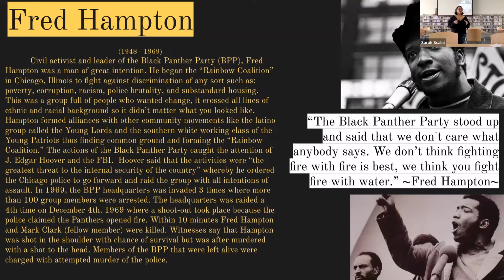So he started this group called the Rainbow Coalition, and it was to help fight against any discrimination, racism, any form, just anything really, and like poverty, all of this, just for good causes. So this incorporated Latino groups like the Young Lords and white lower class folk like the Young Patriots. So it was called the Rainbow Coalition because it was like not only Black people, but multiple ethnic and racial backgrounds.